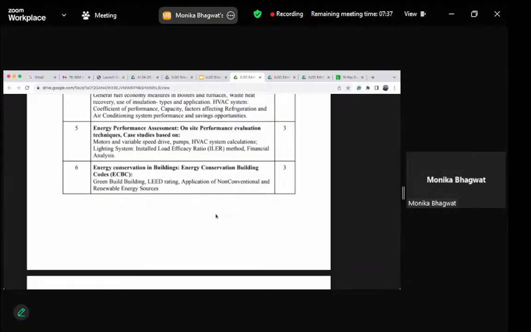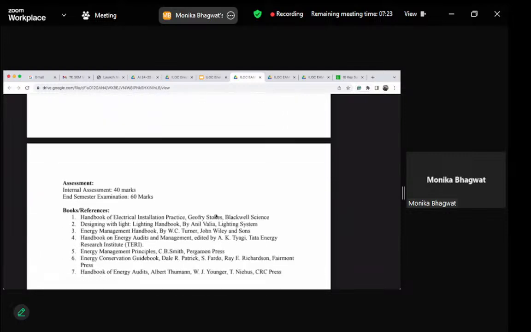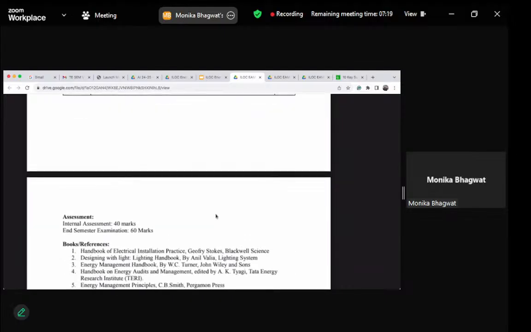And in module 6, you will be learning about the energy conservation in buildings, and what you mean by green building, what are the applications of non-conventional and renewable energy sources, and so on. So that is all about the contents of the 6 modules.